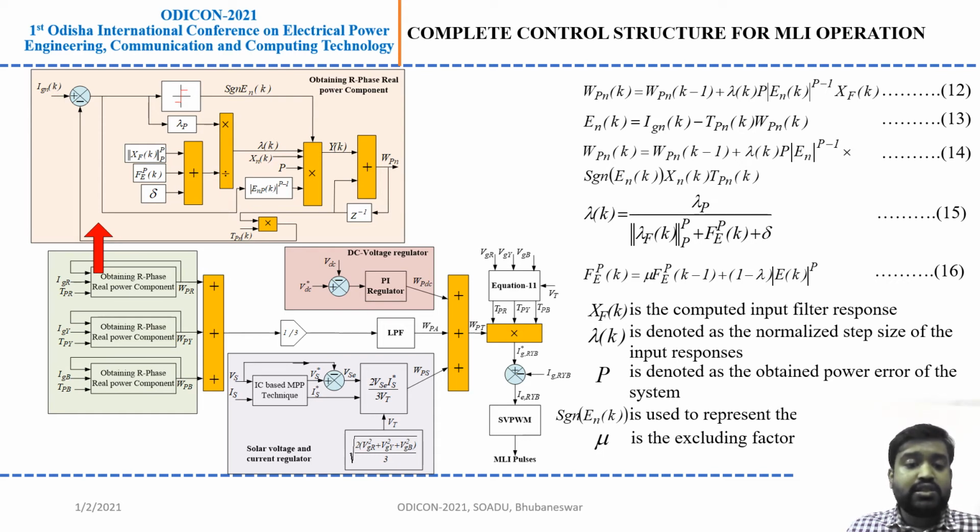And by using the incremental conductance method, by sensing the appropriate solar voltage and solar current, we are calculating the appropriate weight of the solar, and adding the DC link voltage weights and the appropriate weights of the reference phases, and we are generating the actual weight. By multiplying, the reference current signals are calculated.